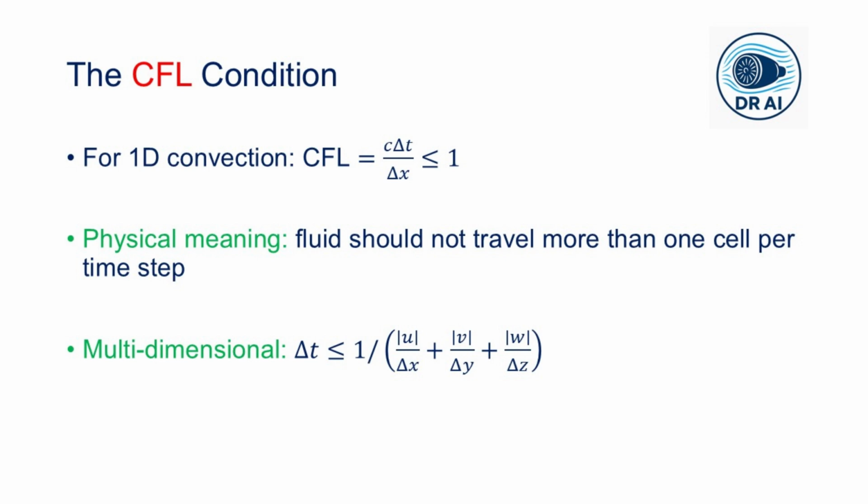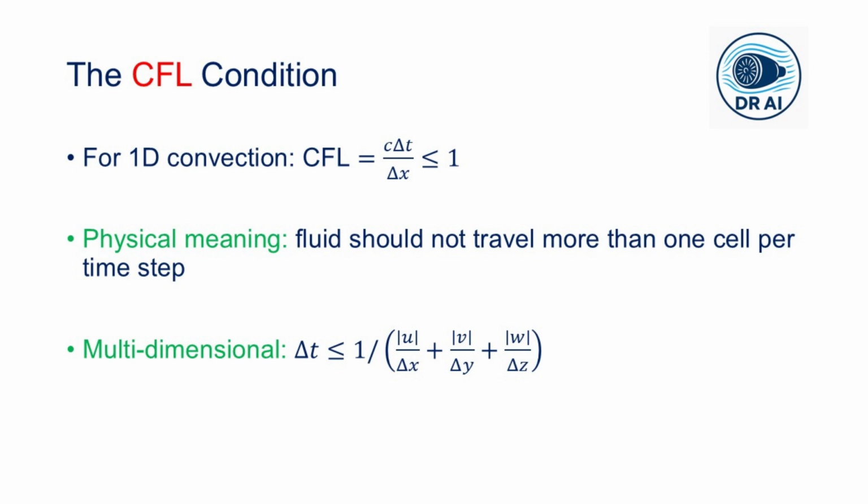What it means physically is that in one time step, a fluid particle should not travel farther than the distance between two grid cells. If it does, the numerical scheme cannot obtain the necessary information from the neighboring cells, leading to instability.